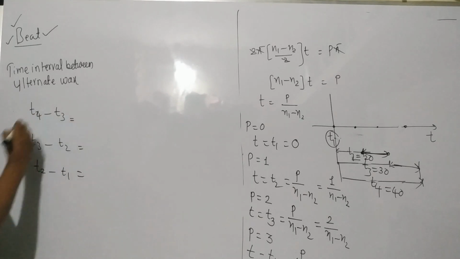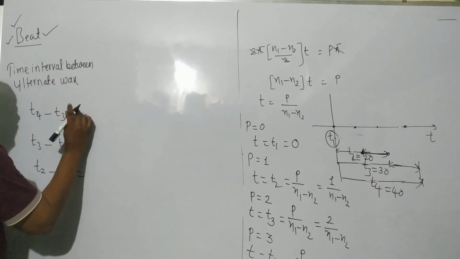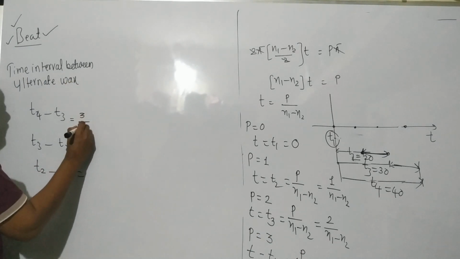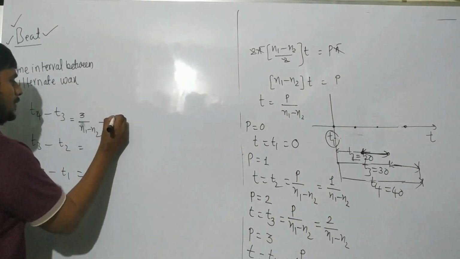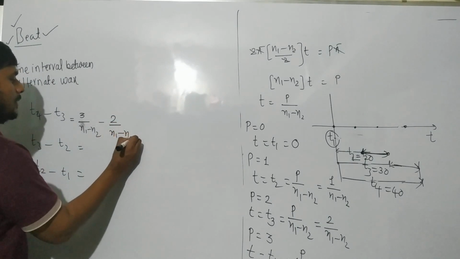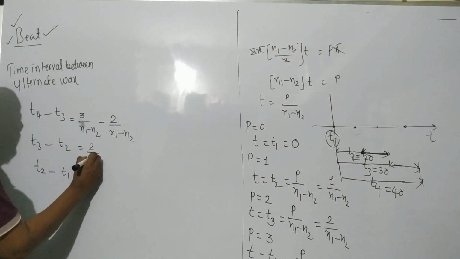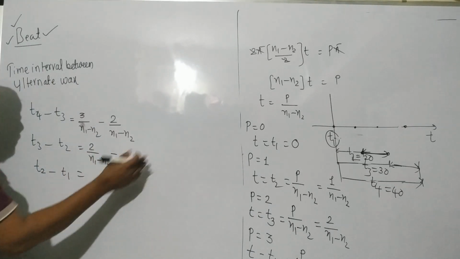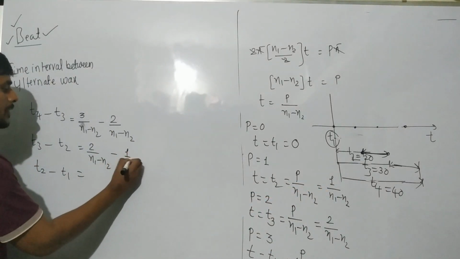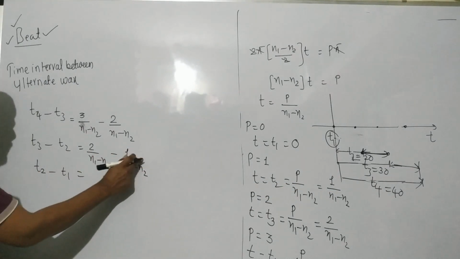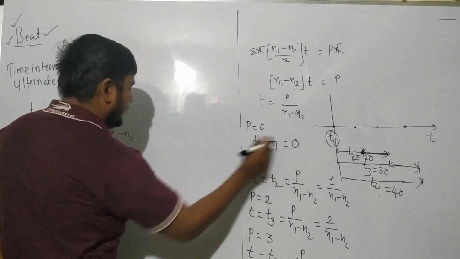Now what is the value of T4? T4 is equal to 3 divided by n1 - n2. What is T3 now? T3 is 2 divided by n1 - n2. Minus, this subtraction we will do later. Then T2 will be equal to 1 divided by n1 - n2. What is T2 again? Same, 1 divided by n1 - n2. What is T1? T1 will be equal to 0.